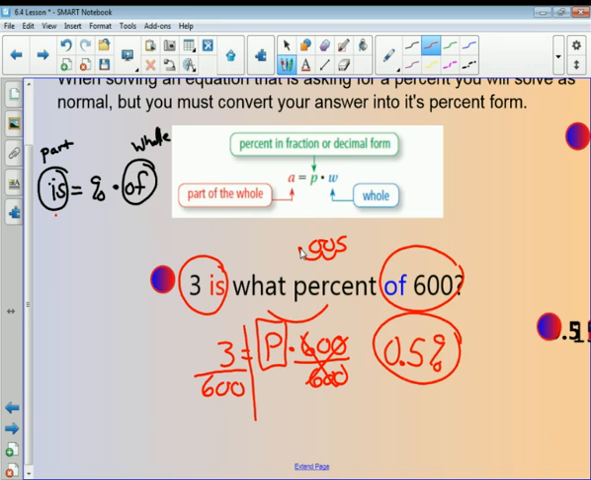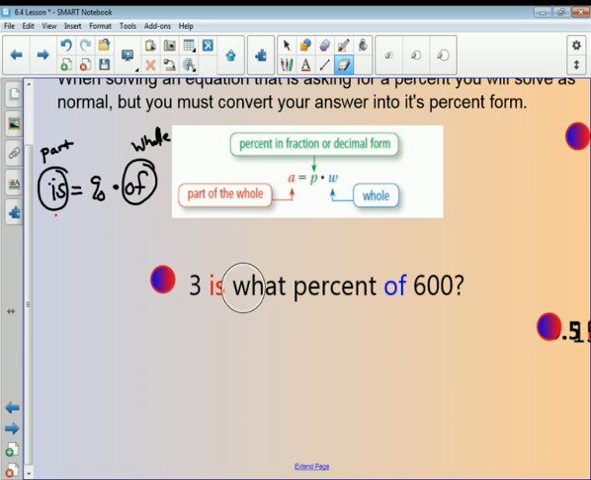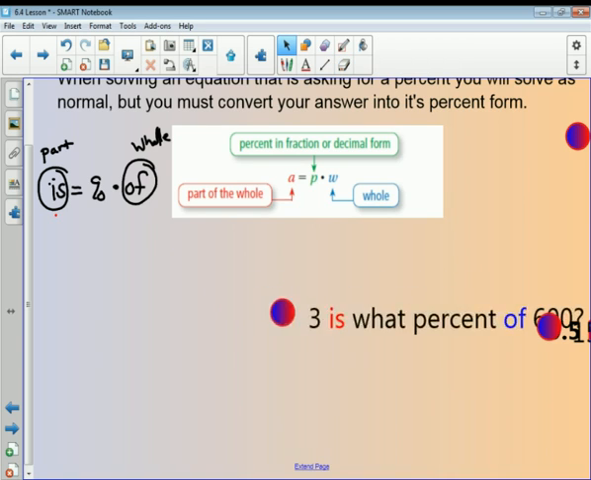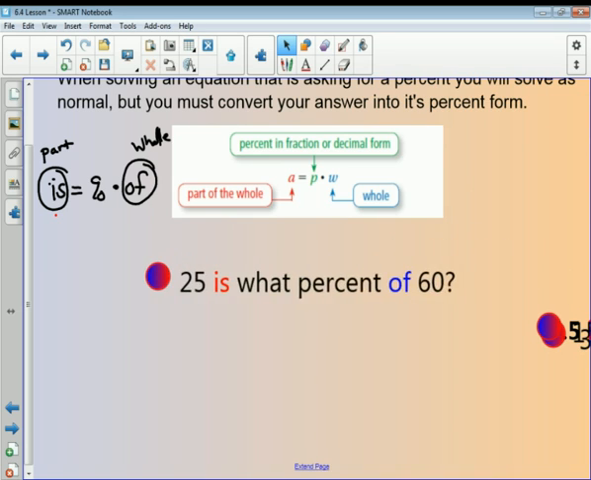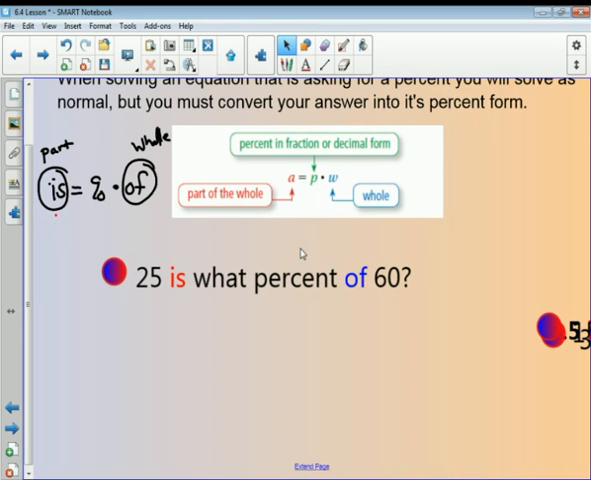Okay, so I'm going to give you one. I want you to try it out, remembering to set it up in the format: is equals the percent times the whole, or the of. All right, go ahead and try this one out. If you need to reference back, here's your reference right up here. Go ahead, pause your video and work your way through this one using the equation format.